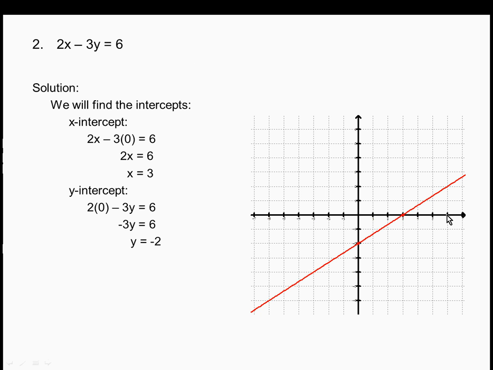A good point that looks like it's here is, what is that, 1, 2, 3, 4, 5, 6. That looks like (6, 2). So if I plug in (6, 2), 2 times 6 is 12. 3 times 2 is 6. 12 minus 6 is 6.